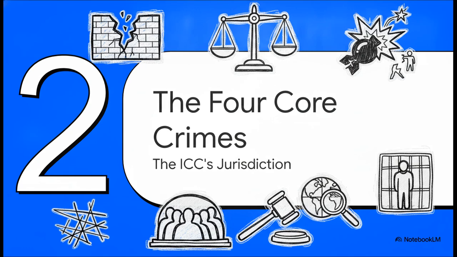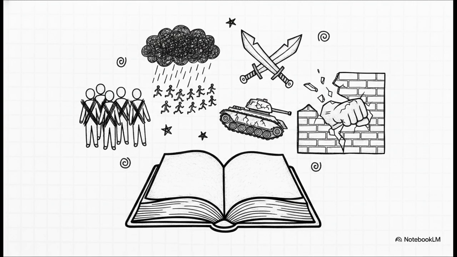Moving on to Section 2, the four core crimes and the ICC's jurisdiction. You see, the Rome Statute doesn't just give the court blanket authority over any bad act happening anywhere. Its jurisdiction is strictly limited to four extreme categories: genocide, crimes against humanity, war crimes, and the crime of aggression. Let's break down exactly what separates them because those legal distinctions are absolutely crucial.